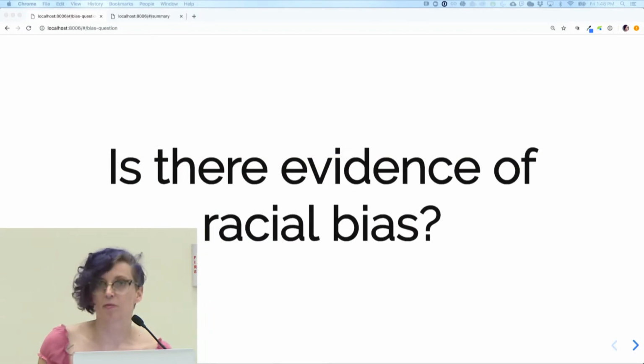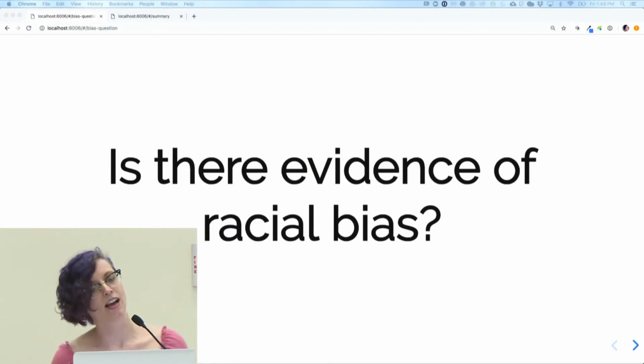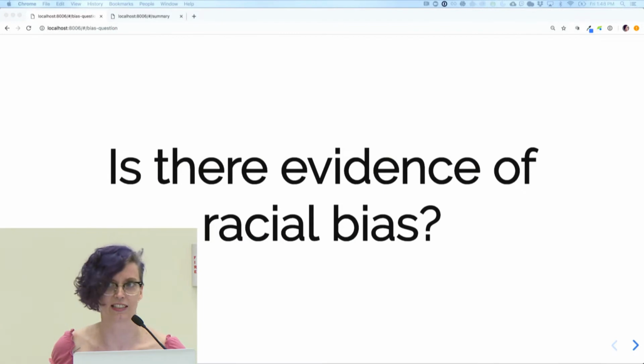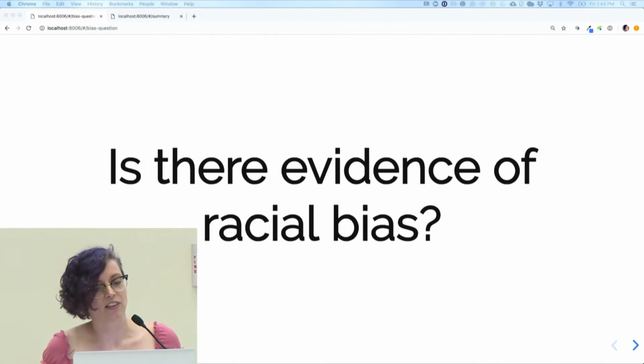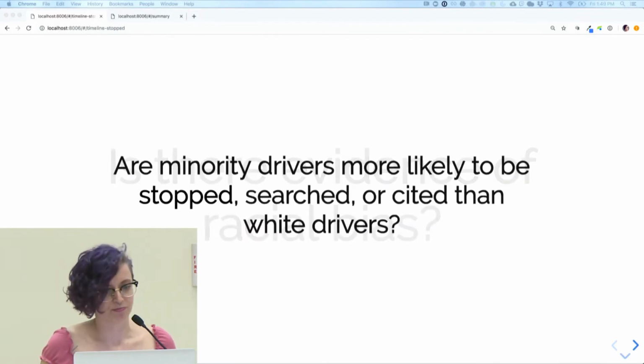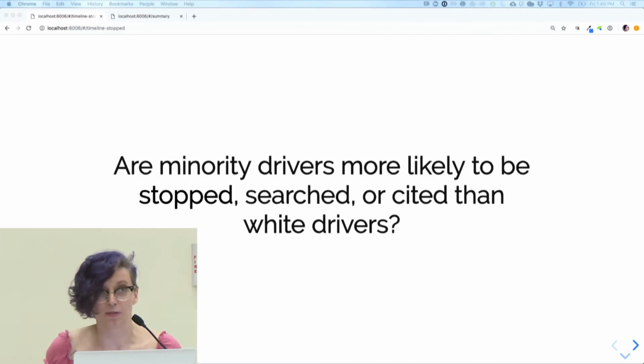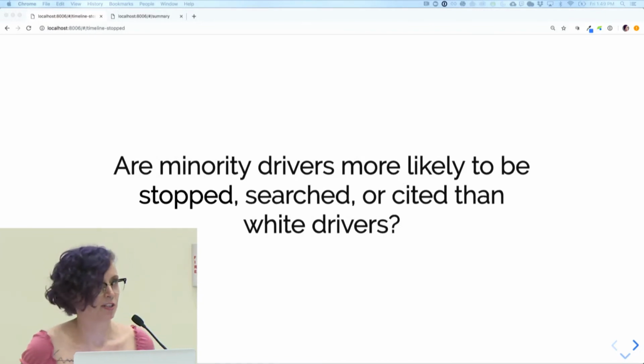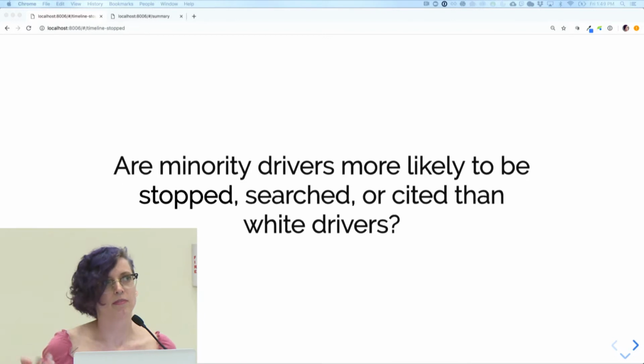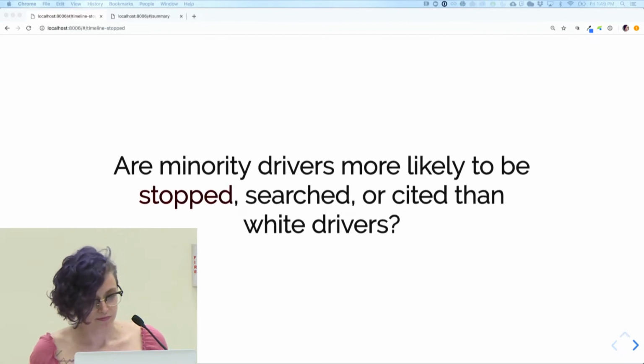What we're looking at here, I've been working with the ACLU of Illinois on this, and I also have a data science background. So is there evidence of racial bias in this data set? We needed to frame it in another way because that's a really ambiguous question and it doesn't have a firm number answer. So: are minority drivers more likely to be stopped, searched, or cited than white drivers?